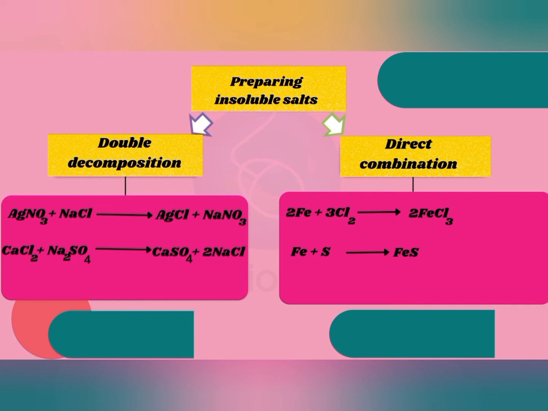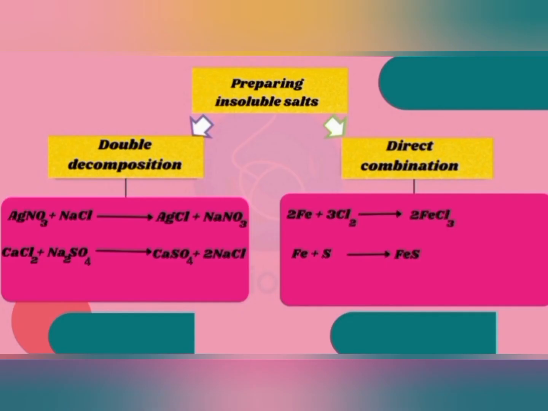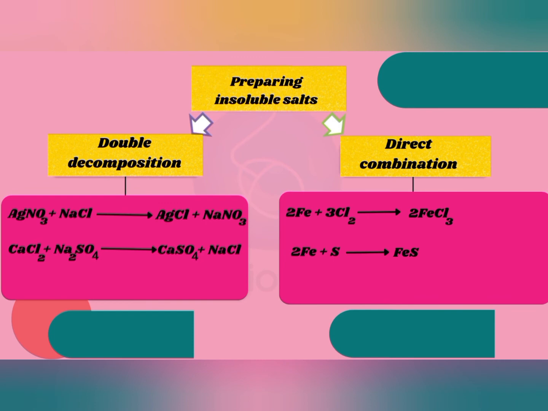So we prepare insoluble salt by what is known as the double decomposition method, as well as by direct combination method. That's by direct combination of the constituent elements that make up the salt. Examples of salts that can be prepared by double decomposition method are silver chloride as well as calcium tetraoxosulfate(VI). Also, some metallic salts such as chlorides as well as sulfides may be prepared by the direct combination of the elements which make up the salt.